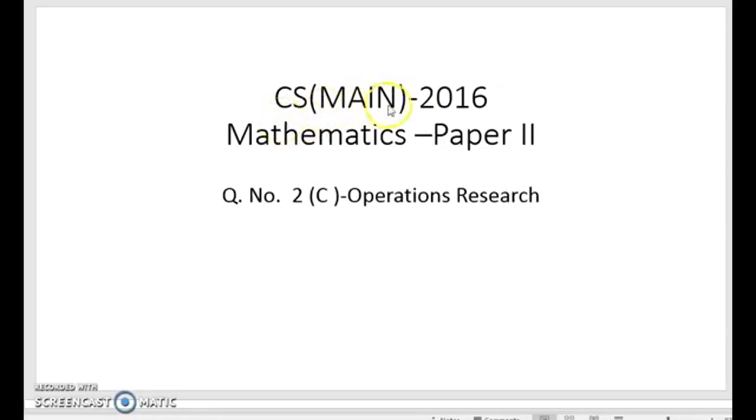Hello viewers, this is CS Main 2016 Mathematics Paper 2, question number 2C of Operations Research, and the question is of maximization type. Maximize Z is equal to 2x1 plus 3x2 plus 6x3. This is the objective function, and these two are the constraints which are of less than or equal to type, and all the variables are greater than or equal to 0. We can solve this problem with the simplex method, and further we have to find out whether the optimal solution is unique and justify the answer. This question is of 20 marks.